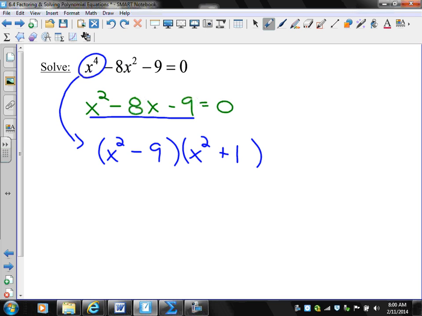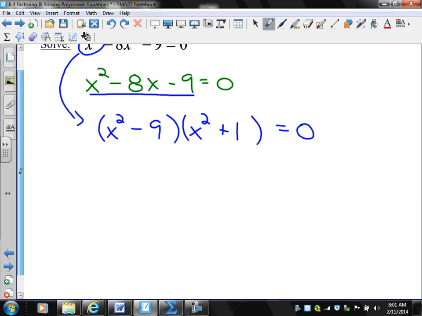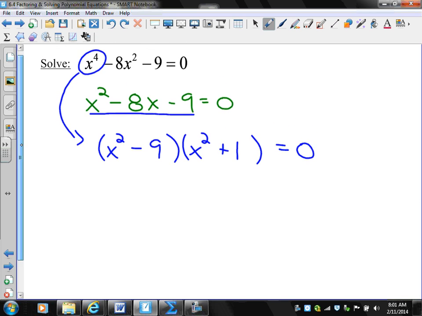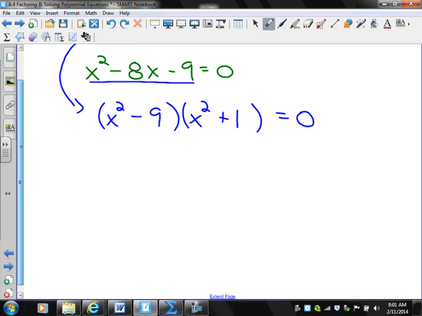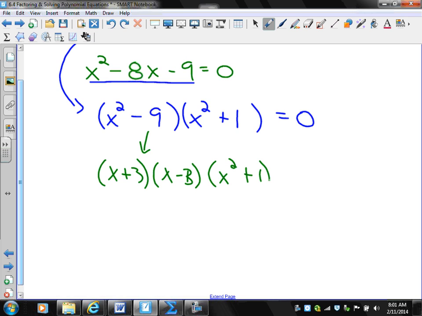And again, I'm going to set that equal to 0. So I've factored this, and we're going to take this one step farther, actually 2 steps past this, and actually solve this equation. So I can actually solve it from here. But what I'm going to do, just so that we see this factoring one more time, is this x squared minus 9 is actually the difference of 2 squares, x plus 3, x minus 3. And this x squared plus 1 is not the difference of 2 squares, so I'm going to leave that as is.